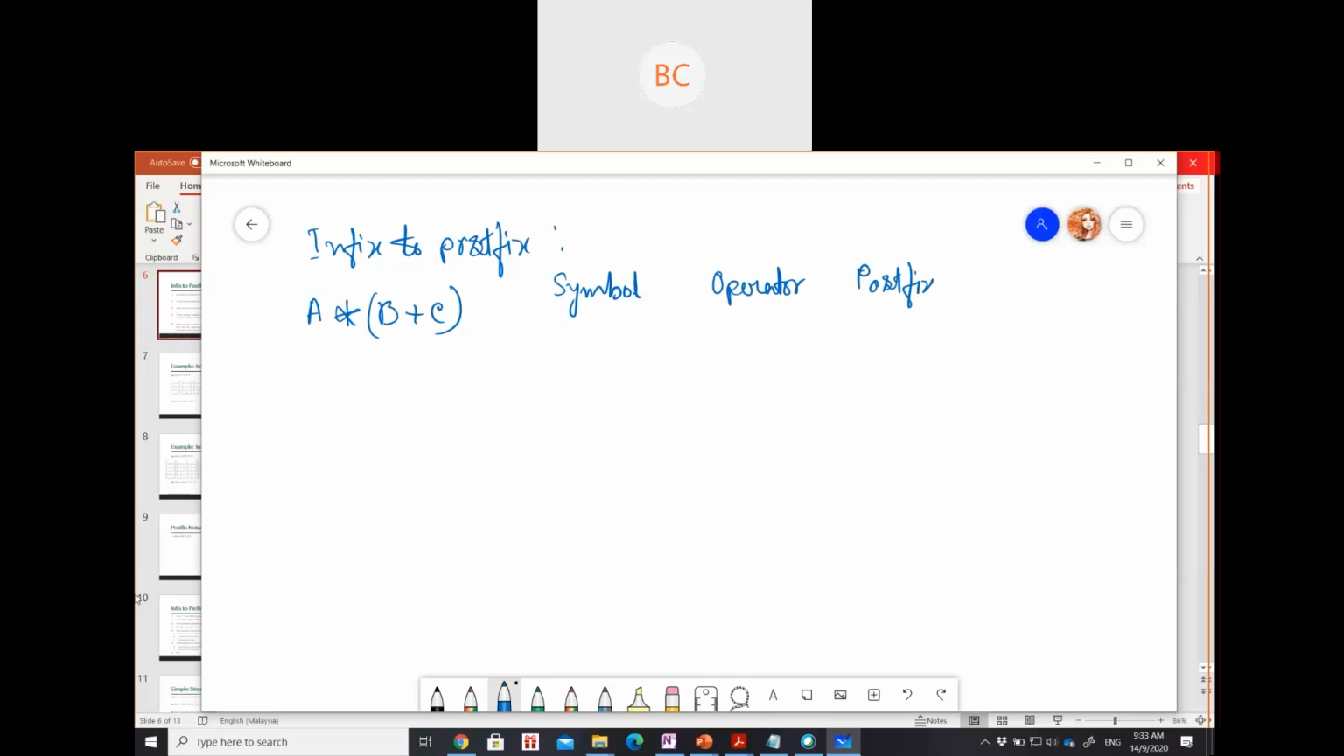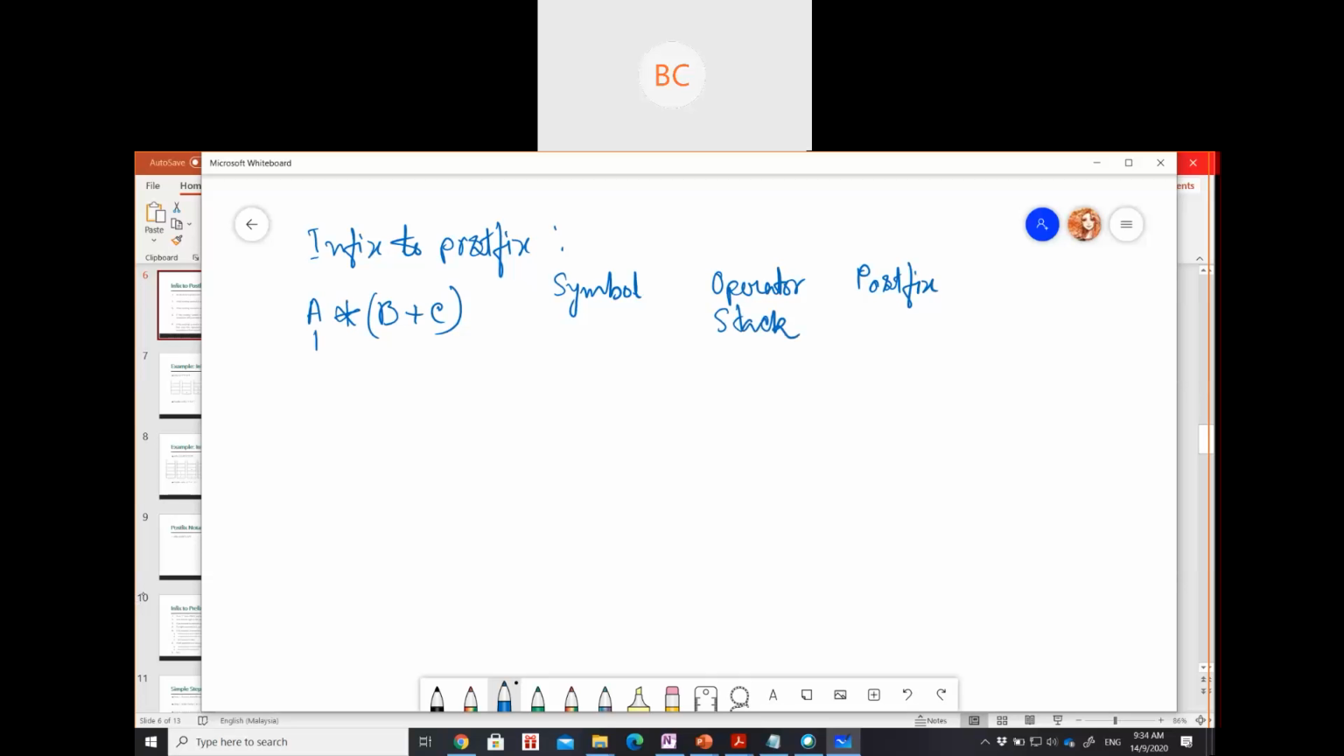Okay. So what we need to do, whenever we get an operator, we will push it inside your stack, and a symbol we will directly write in the postfix form. Okay. So when you push operators in your stack, then you need to also check their associativity and precedence. Okay, we'll just say stack.